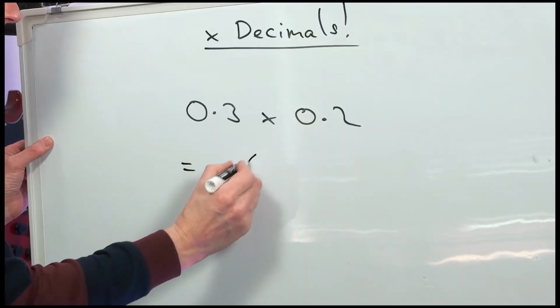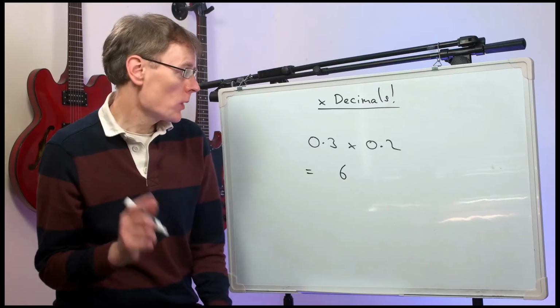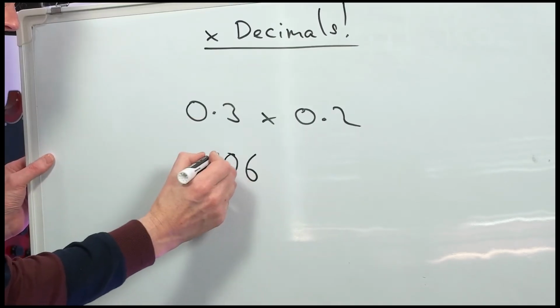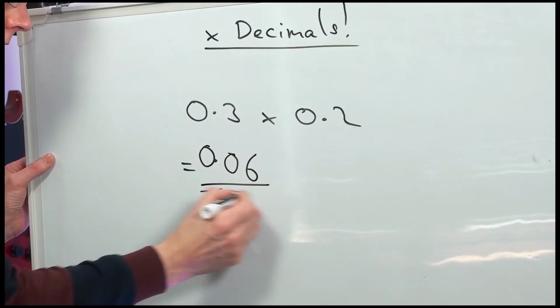So 0.3 times 0.2. 3 times 2 is 6. That's too big. We need to make it 10, 100 times smaller. Divide by 100, 0.06.